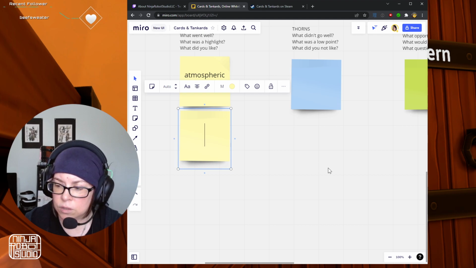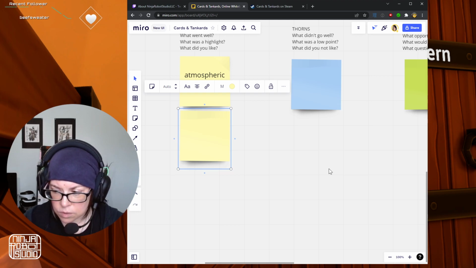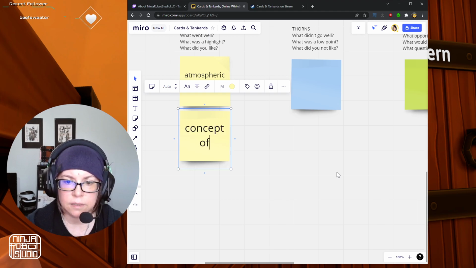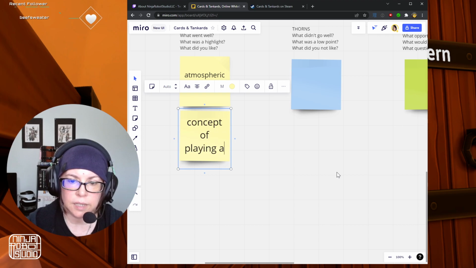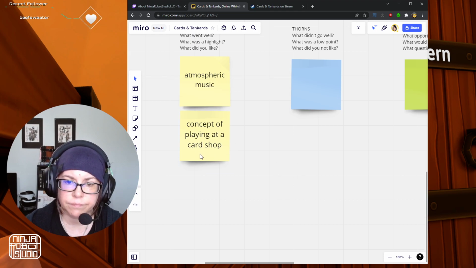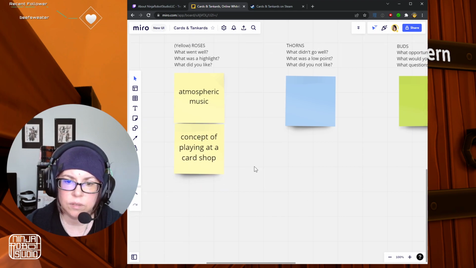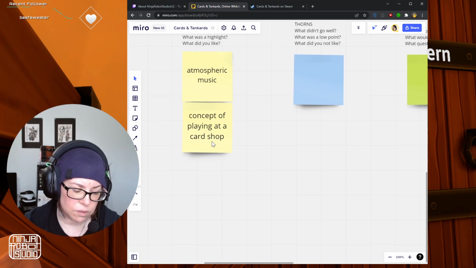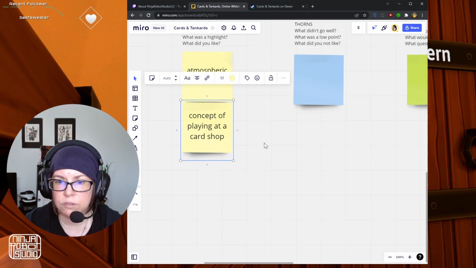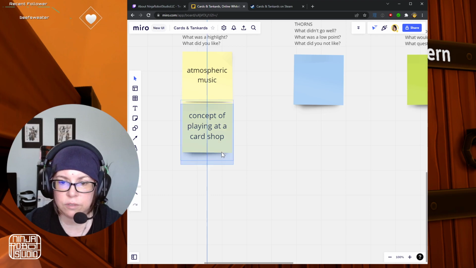I liked that. What was one of the other things I said that was cool? It was a concept of playing at a card shop, even though this is a tavern. The tavern that sells cards. Okay. Some taverns in fantasy games have vendors, so I guess so. Like item vendors.